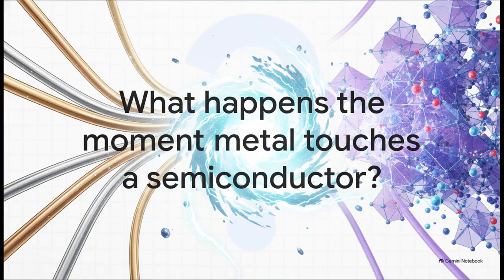But before we can even begin to understand how these microchips process billions of calculations a second, we have to ask a deceptively simple question. What actually happens at the atomic level the exact millisecond two different electronic materials physically touch? It sounds basic, right? But trust me, the reality is a highly chaotic, dynamic environment.